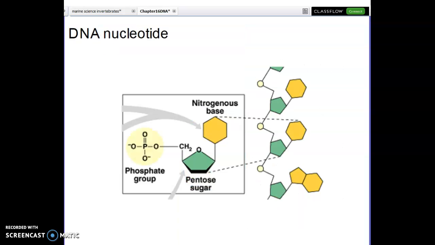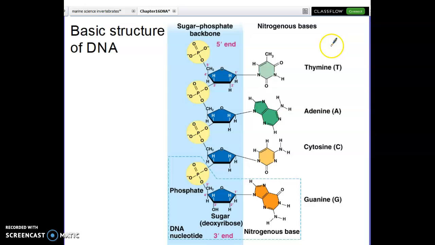Okay, so speaking of the basic structure, remember all nucleotides, whether they are DNA or RNA, have 3 parts to them. They have a sugar. For DNA, it is deoxyribose. They have a phosphate group. And then they have a nitrogen base. And remember, those 4 nitrogen bases are thymine, adenine, cytosine, and guanine. Again, you don't have to know the names, you just need to know the letters and what pairs with what. And we'll talk about that in a minute.